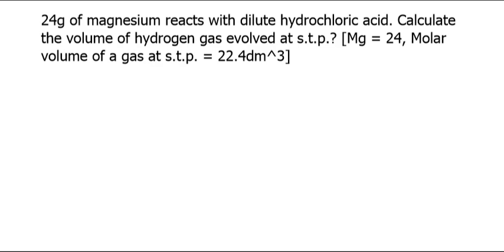24 grams of magnesium react with dilute hydrochloric acid. Calculate the volume of hydrogen gas evolved at s.t.p. Given the atomic mass of magnesium to be 24 and the molar volume of a gas at s.t.p to be equal to 22.4 dm³. Solution.